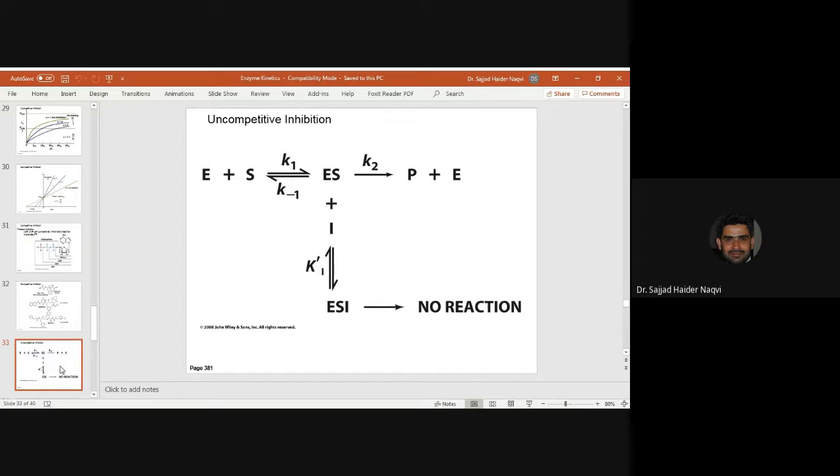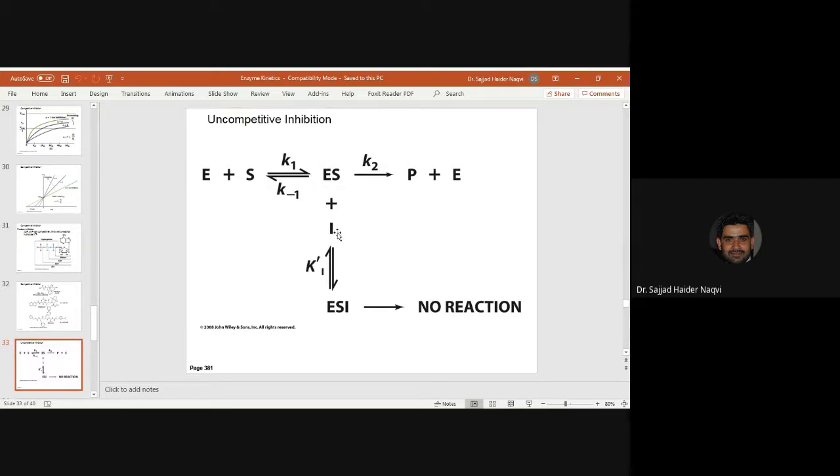Now the second one is uncompetitive inhibition. The uncompetitive one, I think, is pretty simple. Enzyme binds with the substrate to form ES. This ES can be converted to product and enzyme, or this ES can bind with the inhibitor to form an enzyme-substrate-inhibitor complex, and then there is no reaction. So here it's very simple: the inhibitor is not competing for the binding.